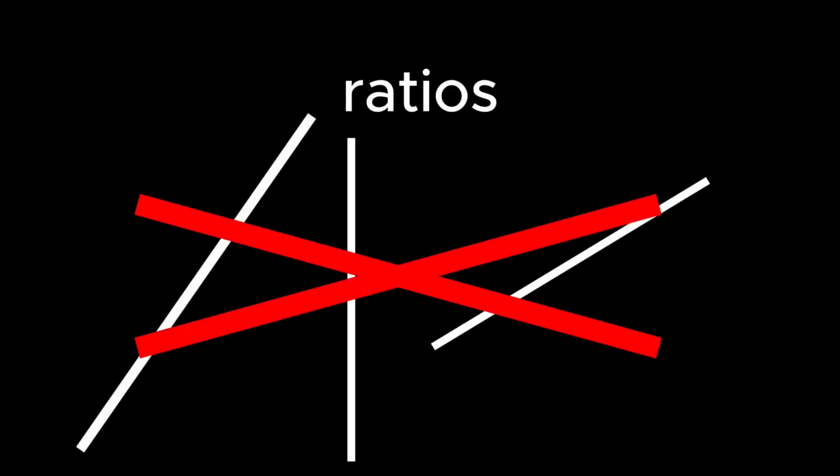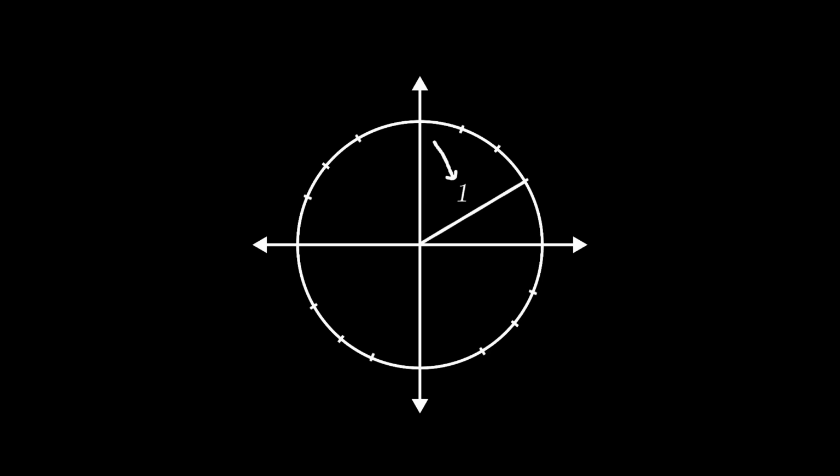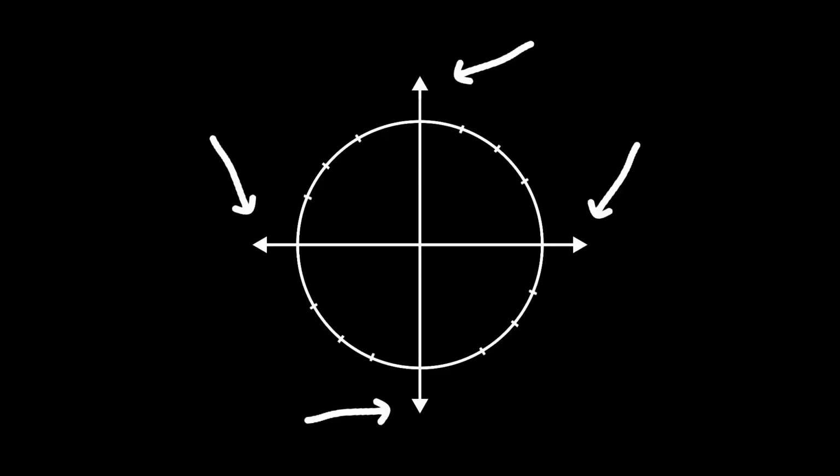1 what, you may ask? Just 1. You see, since we're dealing with ratios between lengths, they'll cancel each other out, therefore we just use 1. If we know that this length is 1 unit long, we can also figure out that the end of each axis have these coordinates.